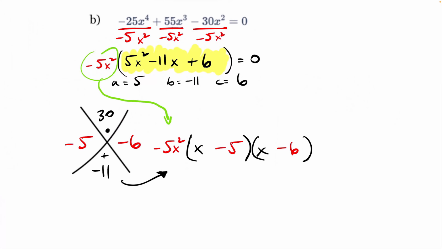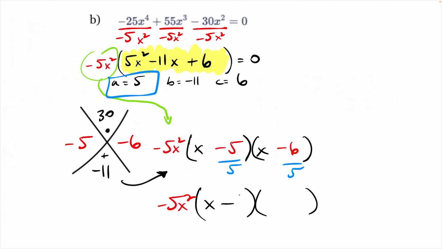Bottoms up. A is 5, so I got to divide them both by 5. X minus 1, because 5 goes in the negative 5 one time, and it's negative. 5 into 6 doesn't work, so bottoms up. Move that guy up here, so you get 5x minus 6.